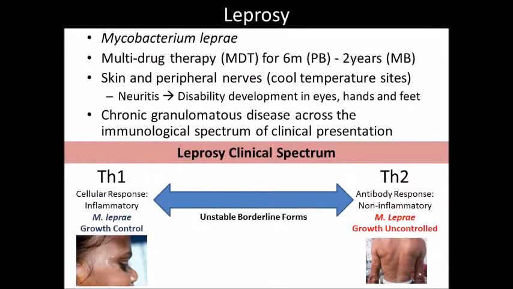Leprosy, a little bit of background, is caused by Mycobacterium leprae. It can be treated with multi-drug therapy for 6 months, PB cases, or up to 2 years, MB cases. This is bactericidal, but doesn't necessarily clear the residues of the bacteria from the affected tissues, mostly within skin and peripheral nerves, cool temperature sites. Neuritis can result in disability development, primarily seen in the eyes, hands, and feet. It's a chronic granulomatous disease across the immunological spectrum of clinical presentation. I didn't know if you were familiar with leprosy.